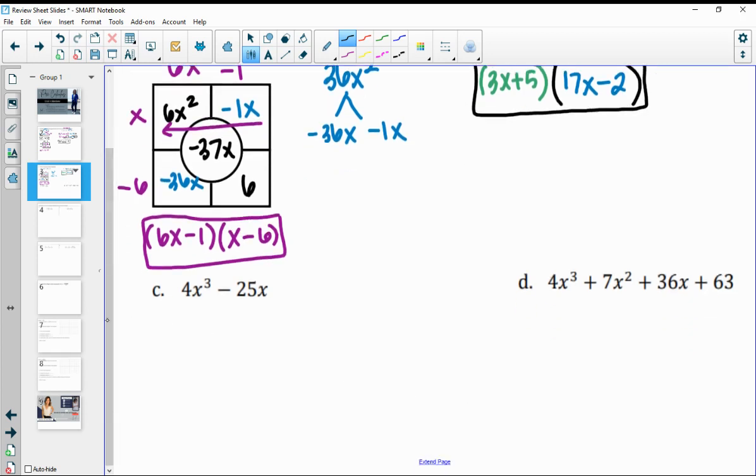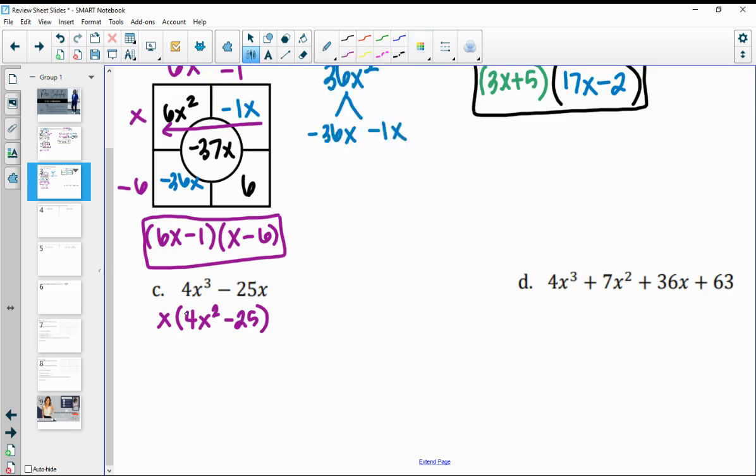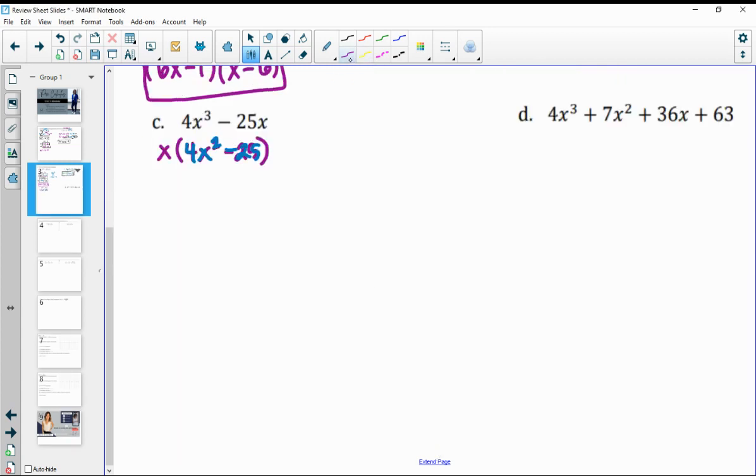Part C, you hopefully see that there's a common factor here of an x. So the first thing that you'll want to do is factor an x out. So we'll have 4x squared minus 25. So now you want to just look at this inner part here of 4x squared minus 25 and realize that both of those are square numbers. So we have a difference of squares.